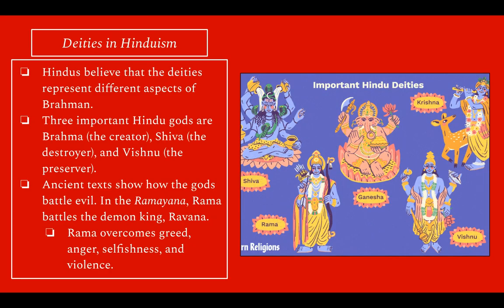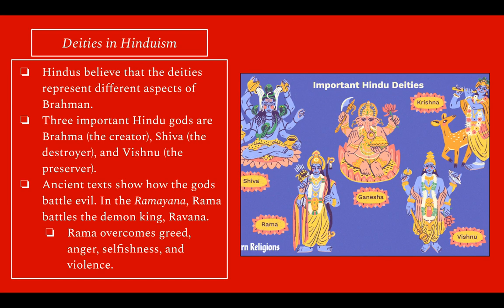The deities in Hinduism. Hindus believe that the deities represent different aspects of Brahman, as already mentioned. The three probably most important Hindu gods within Brahman are Brahma, the creator, Shiva, the destroyer, and Vishnu, the preserver. Those gods have their counterparts, their wives, I guess, and those would be Saraswati, Lakshmi, and Shakti.